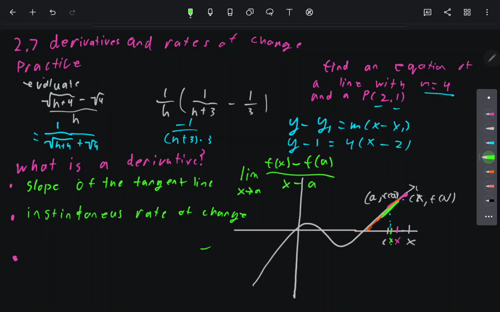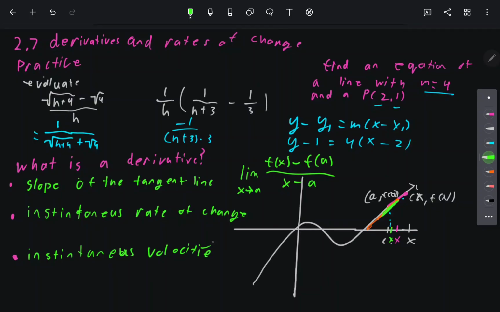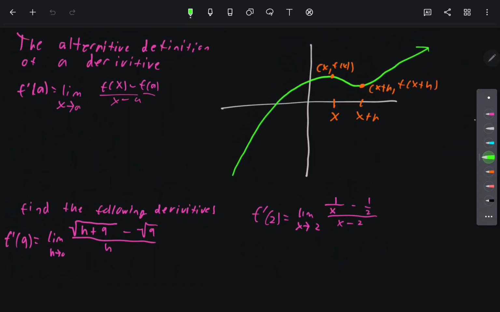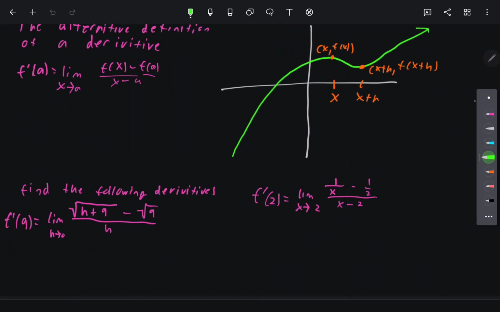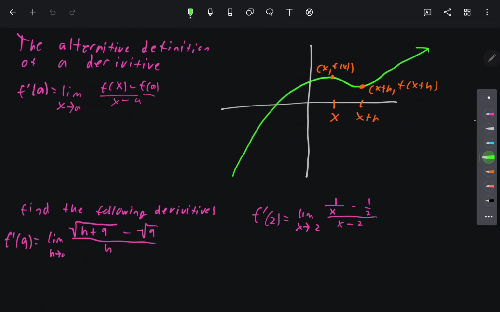What is another thing that it represents? Well, if it represents an instantaneous rate of change, you might recall that we also have a velocity problem. So it can also represent instantaneous velocity. Alright. Well, let's look at another definition of the derivative, or the alternate definition.